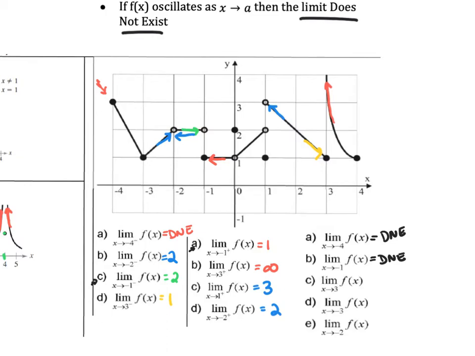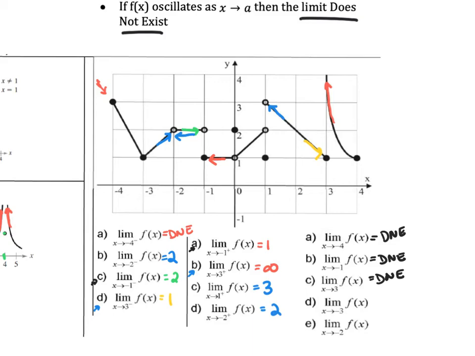If we want the limit as x approaches 3, we need to look at the left limit and the right limit. And we have 1 and infinity. So again, our limit does not exist because they're not going to the same value.